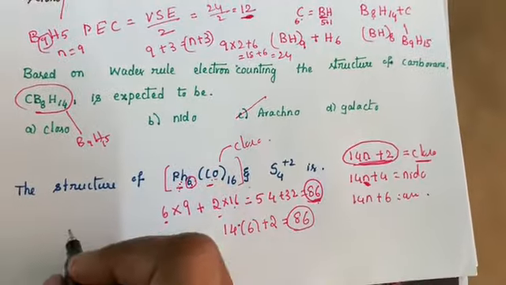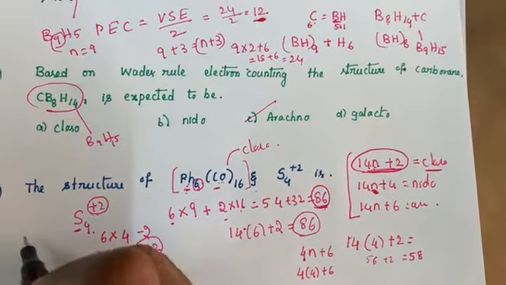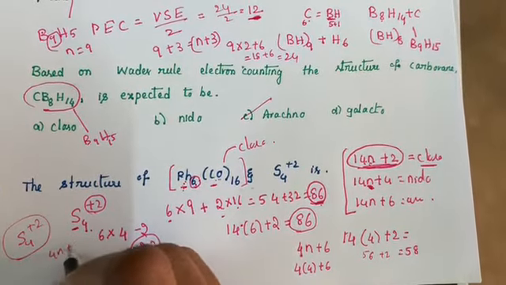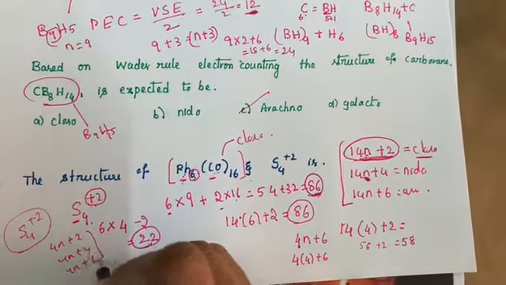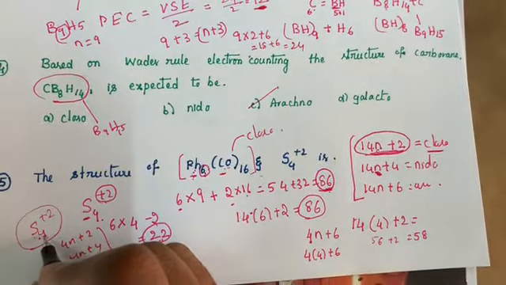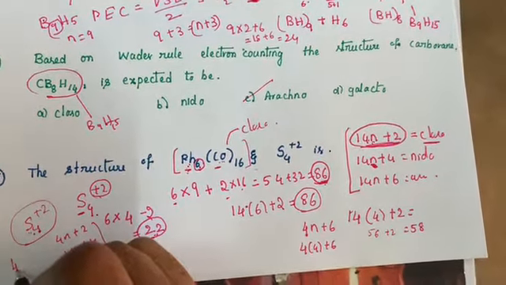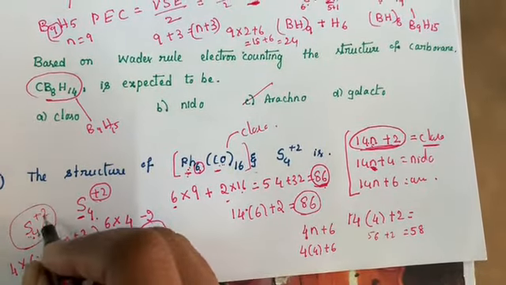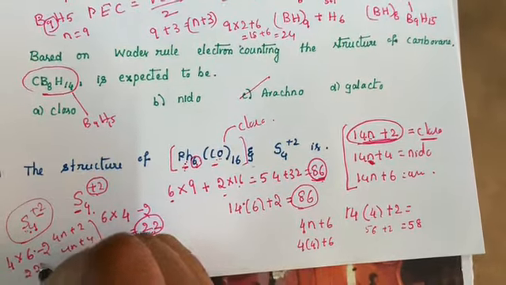For example, if it is a main group element, like S4 2 plus, you will use the formulas 4n plus 2, 4n plus 4 and 4n plus 6. Let's see the compound S4 2 plus. Sulfur provides 6 electrons. How many sulfurs? 4 sulfurs are there, so each sulfur contributes 6 electrons. 4 multiplied by 6, and the plus 2 charge means it loses 2 electrons. So total 24 minus 2, 22.